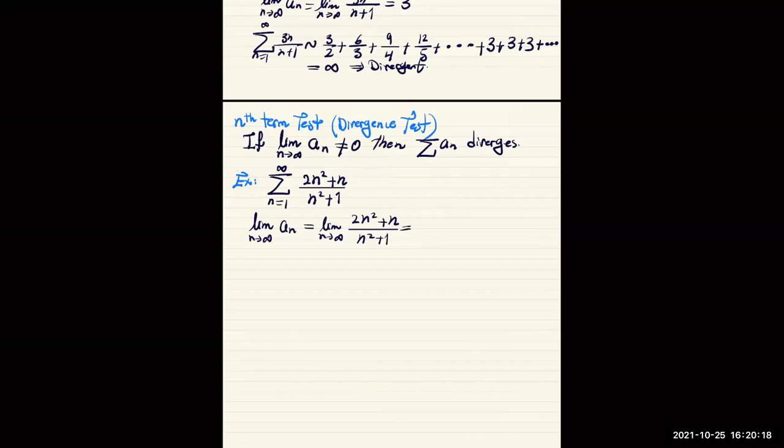That's equal to what? It's equal to 2. Again, you can do L'Hopital rule. But the top is a polynomial, bottom is a polynomial. Since the degree is the same for top and bottom, you can just take the ratio of the leading coefficients, 2 over 1 is equal to 2, or you can use L'Hopital rule if you want. Okay, you end up with 2. And this 2 is not equal to 0.